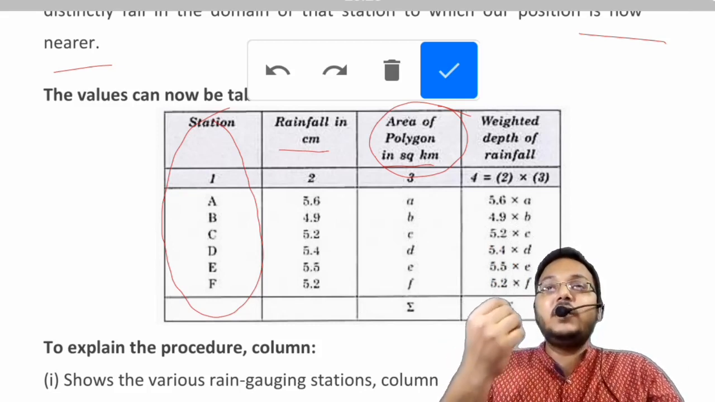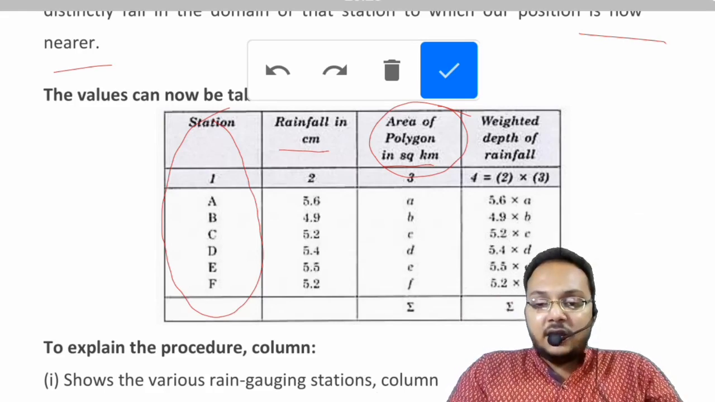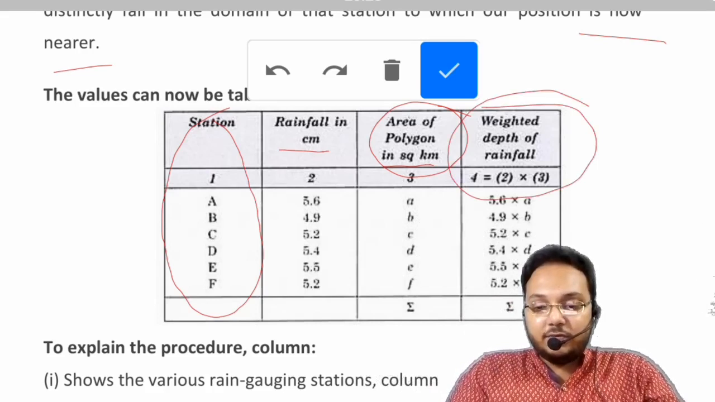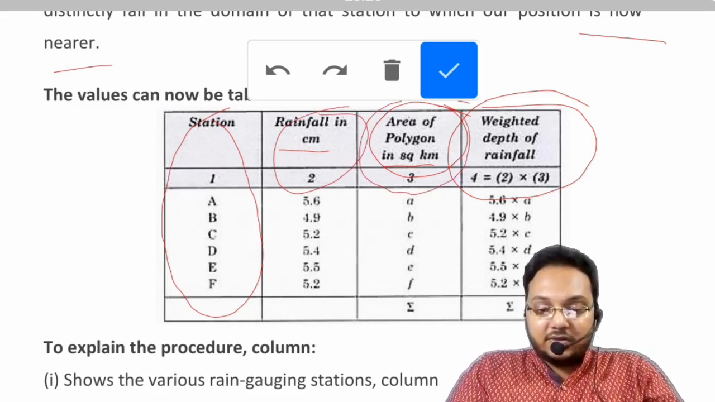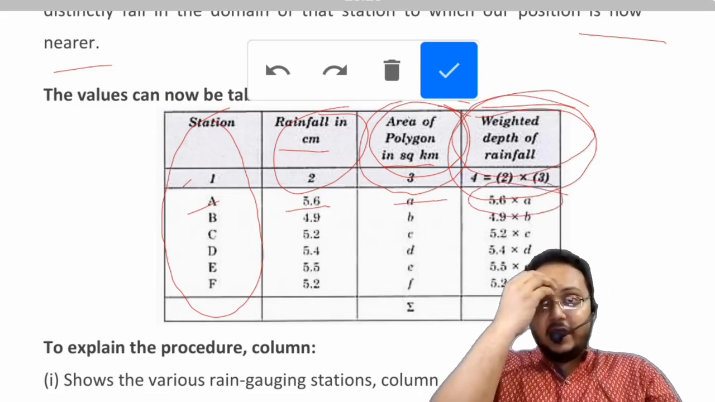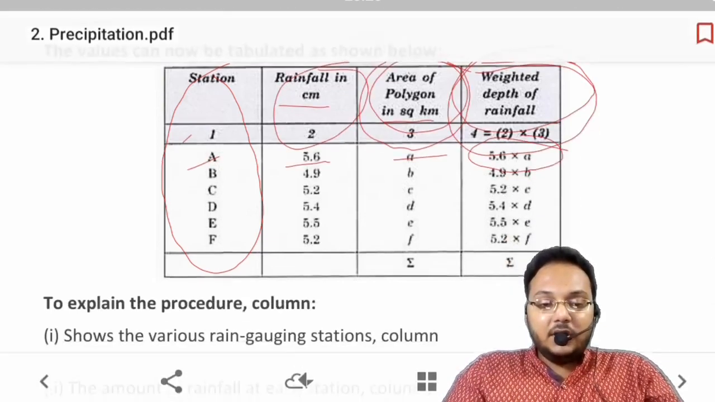We are just going to join the dotted lines, and then we are going to get the weighted depth of the rainfall by this. This is the fourth column, and it will be the multiplication of the rainfall and the third column, that is the area of the polygon. So suppose for station A, if I am going to find the weighted depth of rainfall, I am just going to multiply 5.6 and A, so it will be 5.6 multiplied by A. This is the way you form the table.